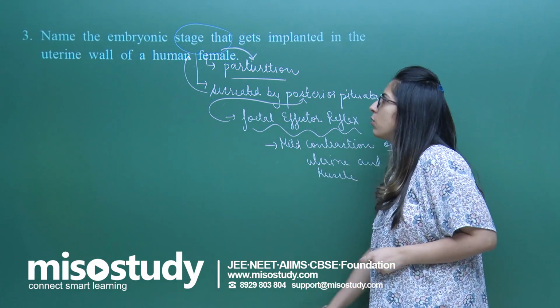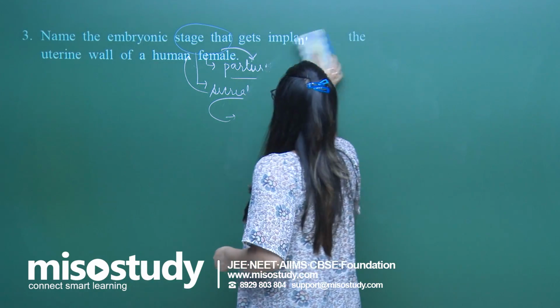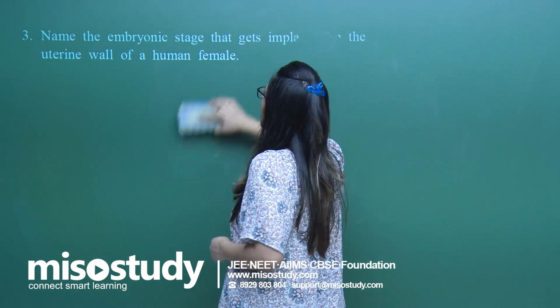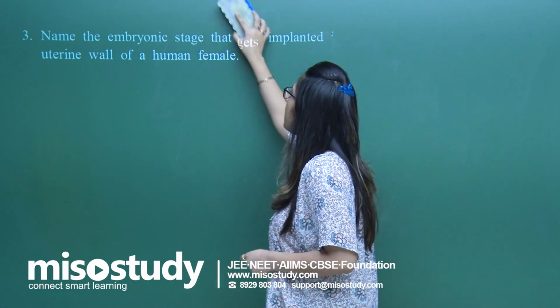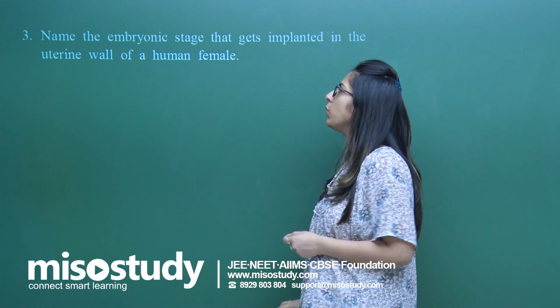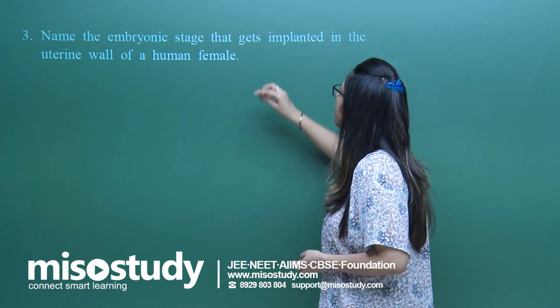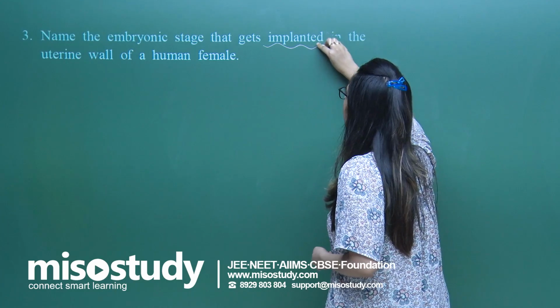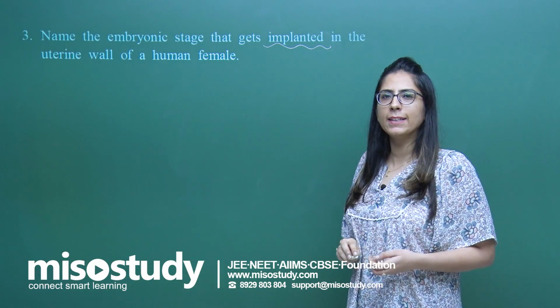So, the next question is also a 1 mark question. Name the embryonic stage that gets implanted into the uterine wall of a human female. That means we are talking about the process of implantation, that means pregnancy, that means fertilization has taken place.